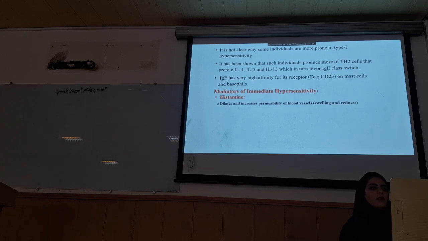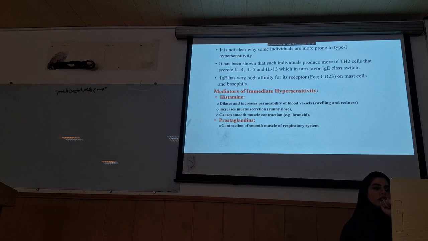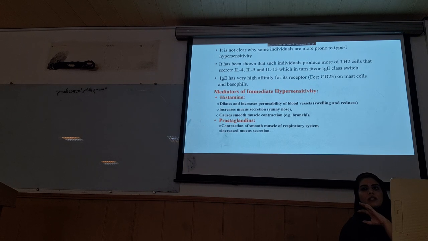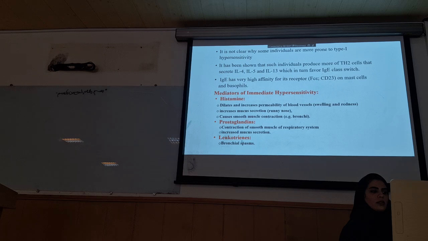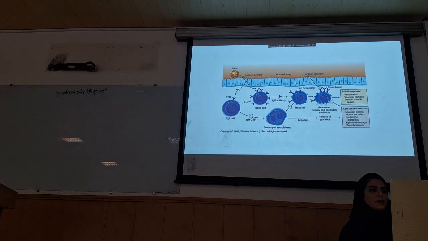Histamine causes dilation and increased permeability of blood vessels, swelling, redness, increased mucus secretion, and smooth muscle contraction. Mast cells also have prostaglandins, which can cause contraction of the smooth muscle of the respiratory system, resulting in dyspnea and asthma, along with increased mucus secretion, and leukotrienes, which lead to bronchial spasm.